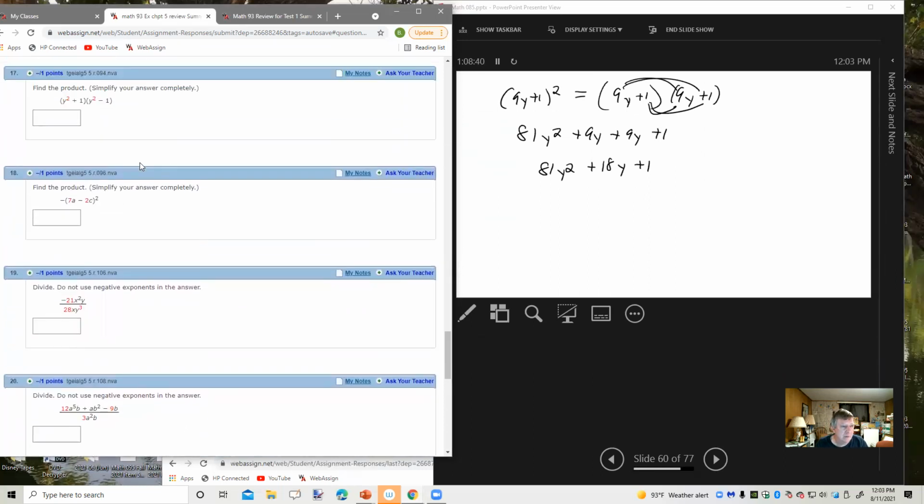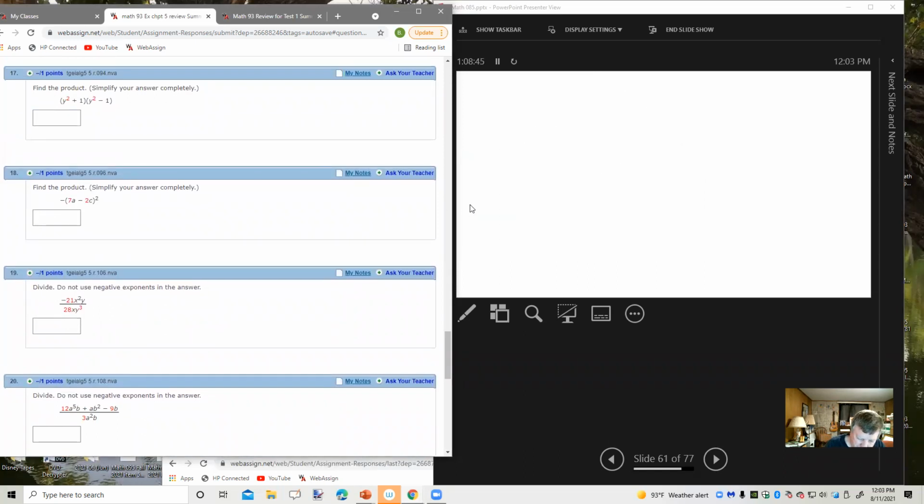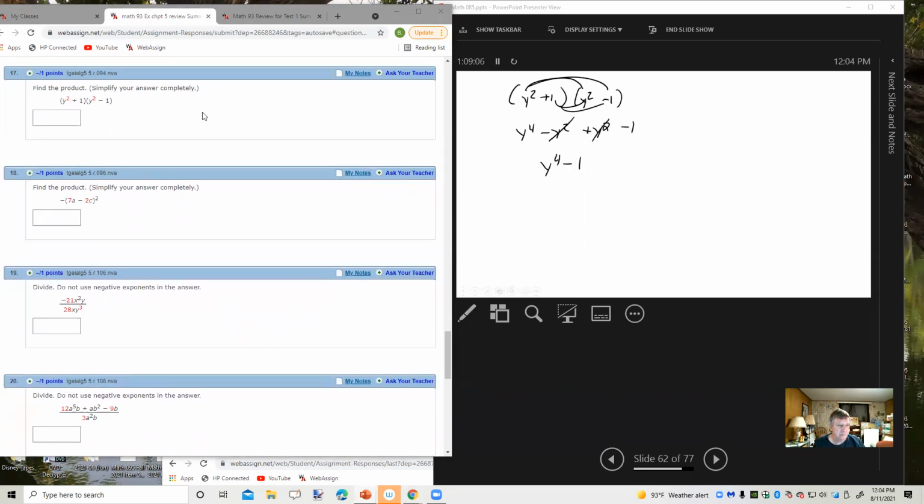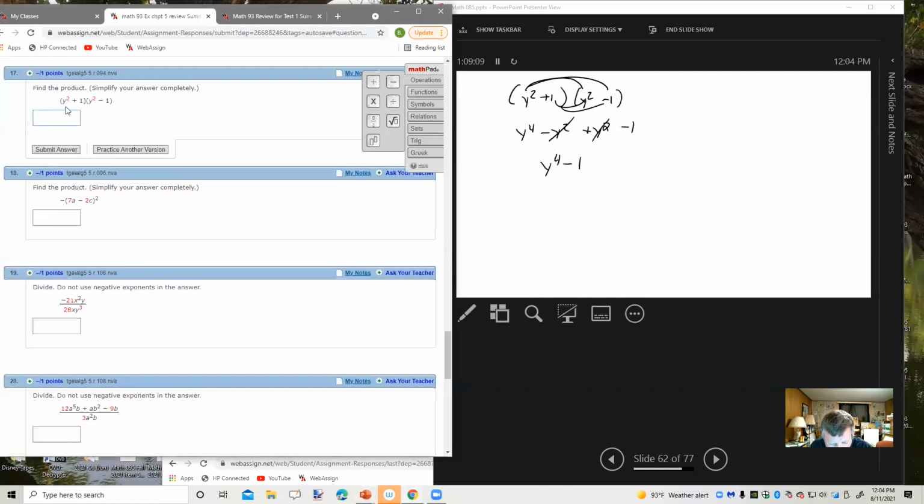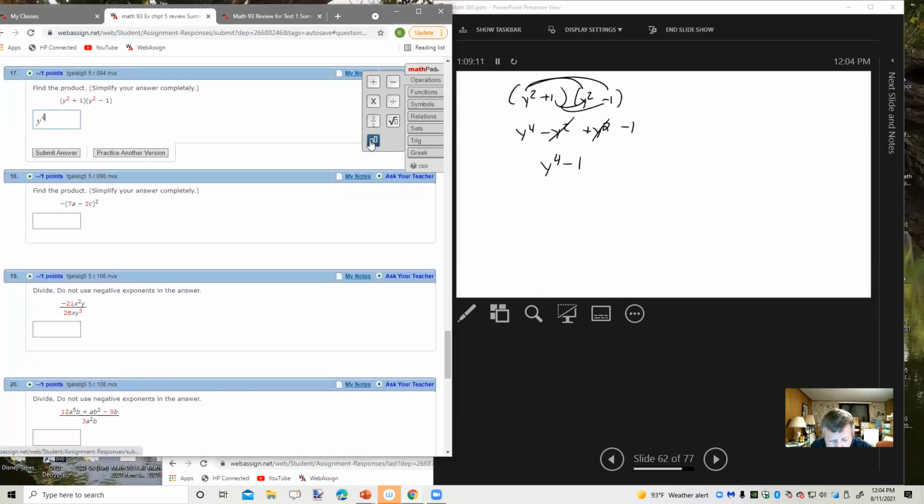Let's see here. What do we have? Find the product. y squared plus 1 times y squared minus 1. Oh, that's the difference of two squares as well. So we get y to the fourth minus y squared plus y squared minus 1. The middle two terms cancel out. y to the fourth minus 1.